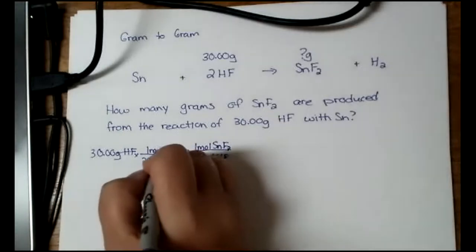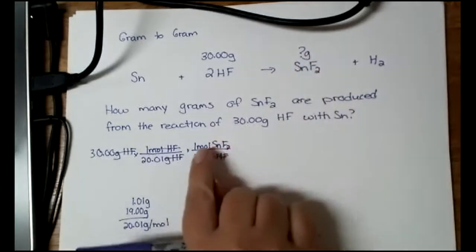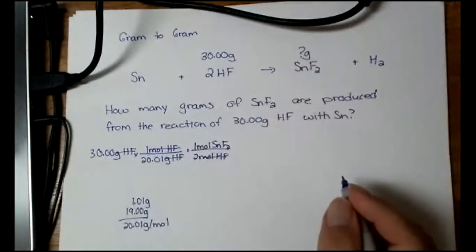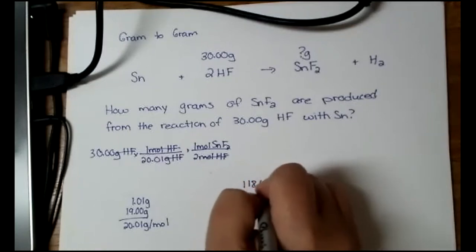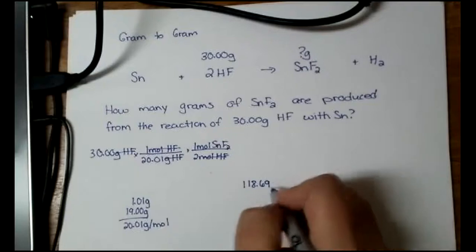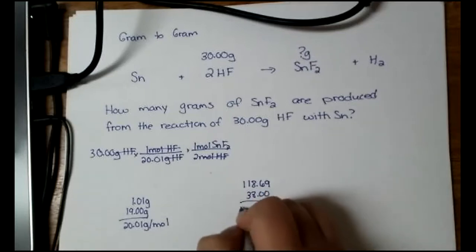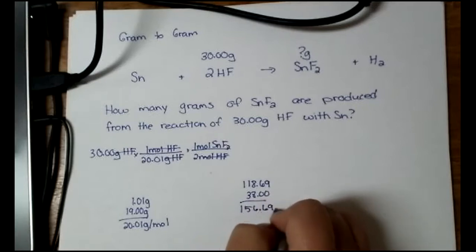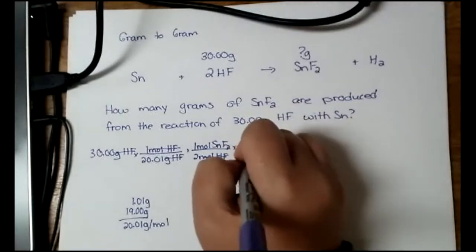So my moles of hydrofluoric cancel out, and I'm left with moles of SnF2. But I need grams. To get from moles to grams, I have to use the molar mass once again. So Sn is 118.69, and fluoride we said was 19. Since there are 2 of them, that's 38. Then add that together, and that comes out to be 156.69 grams per mole.